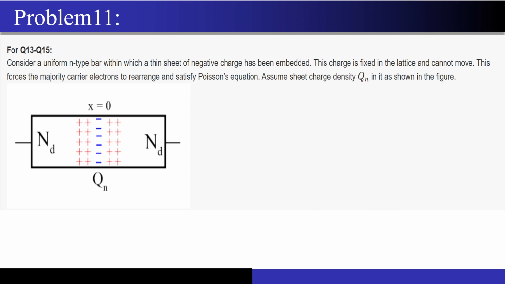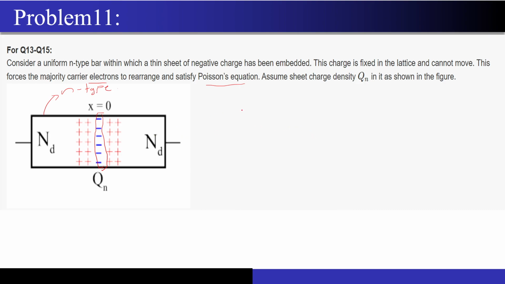Now this is a good question, problem number 11. Consider a uniform n-type bar within which a thin sheet of negative charge has been embedded. This thin sheet that you are seeing has been embedded, and this charge is fixed in the lattice and cannot move. So this forces the majority carrier electrons to rearrange and satisfy Poisson's equation. Why the electrons? Because this semiconductor is n-type doped, so the majority carriers are electrons.